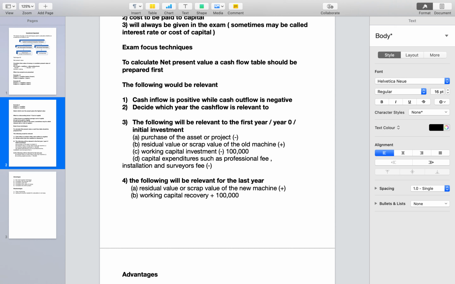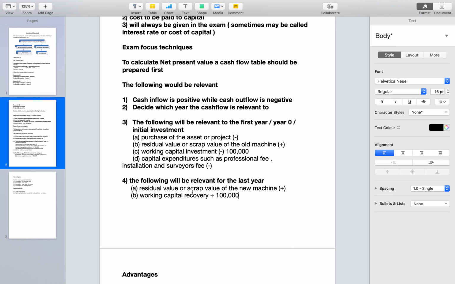Now you might be thinking, why are we recovering the entire thing? The reason is very specific. You buy a specific machine. Let's take for an example, you buy a photocopy machine. Working capital for the photocopy machine will be buying A4 papers. So you are investing in A4 papers just because you buy the photocopy machine. So yes, when you invest, money goes out.